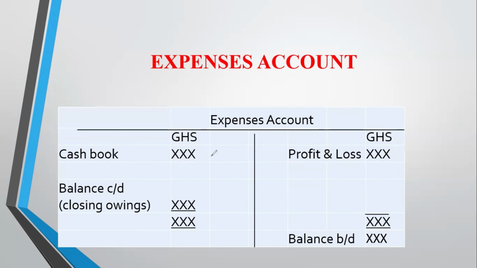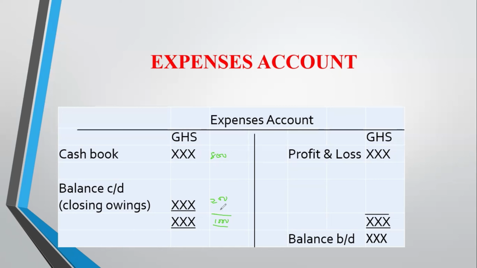So let's say the amount that was paid was 800, but the amount they were supposed to pay is 1,000 cedis. And out of the 1,000 cedis, only 800 has been paid, meaning we have owings left. So that owings is what we call the balance carried down. That is the closing owings. So you need to add it to this to make it 200, and the total will be 1,000 cedis, just like how we balance an account.